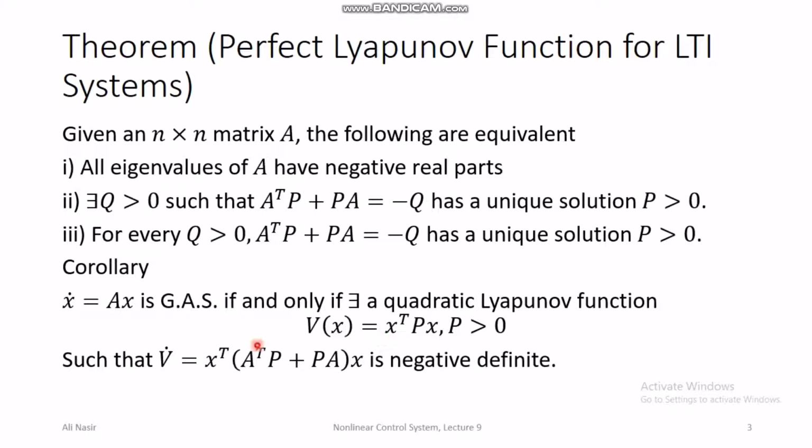That is equivalent to the Lyapunov equation being solvable, or V dot being negative definite. Because obviously if this whole thing is equal to minus Q, and Q is positive definite, then minus Q will be negative definite, and that will ensure that V dot is negative definite. So that is how the Lyapunov equation is related to global asymptotic stability for linear systems.